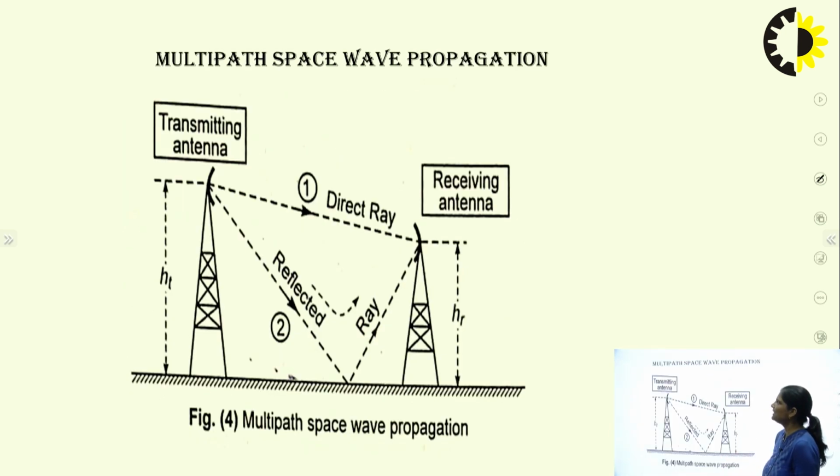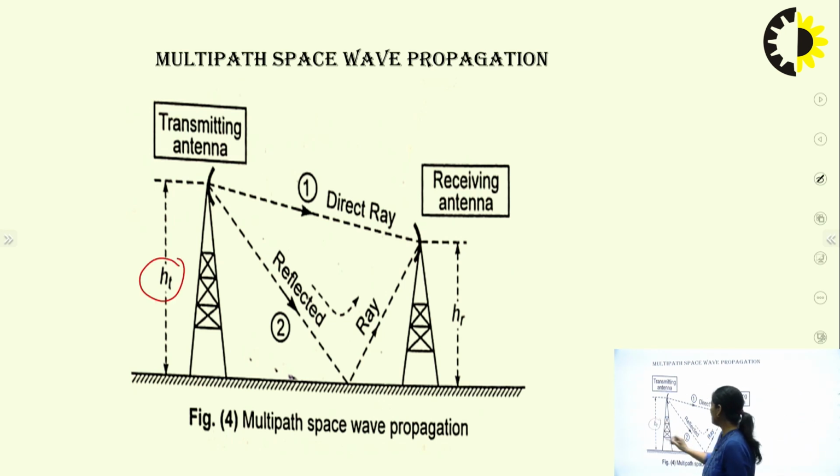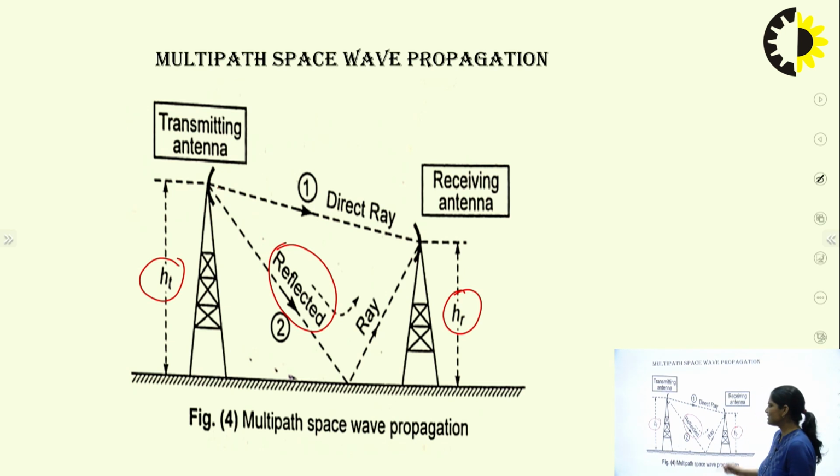Now multi-path space wave propagation. Here this is your transmitting antenna and this is your receiving antenna. Here you are sending your wave from transmitter to receiver. The transmitter height is HT and the receiver height is HR. When you send the signal from transmitter to receiver, there are two or multiple ways, but here we are considering two. First, we send the signal from transmitter to receiver directly. Second, the signal goes to the Earth, then reflects back to the receiver side. So this is your reflected ray. You can say this is multi-path space wave propagation.